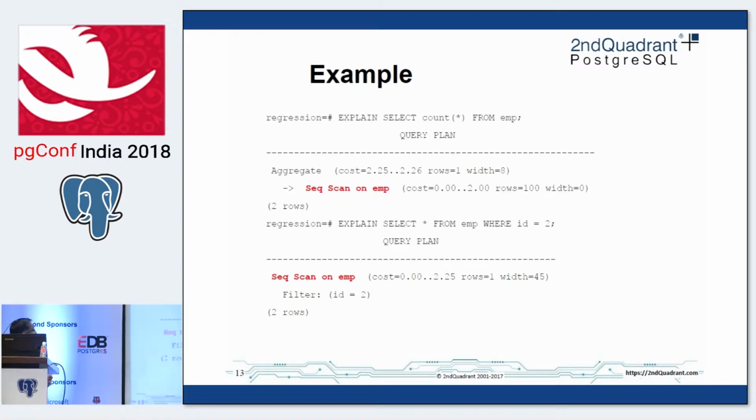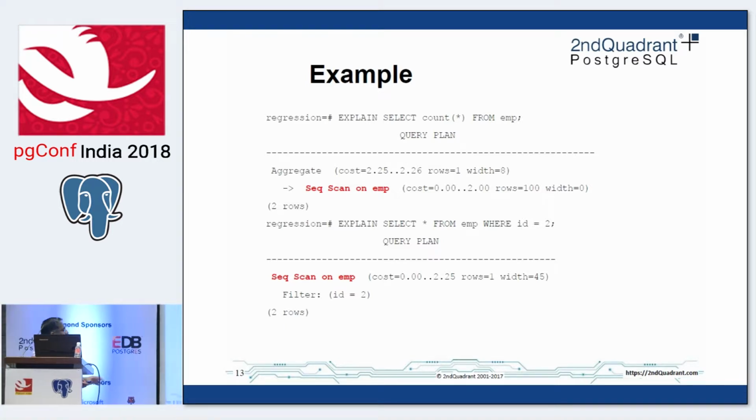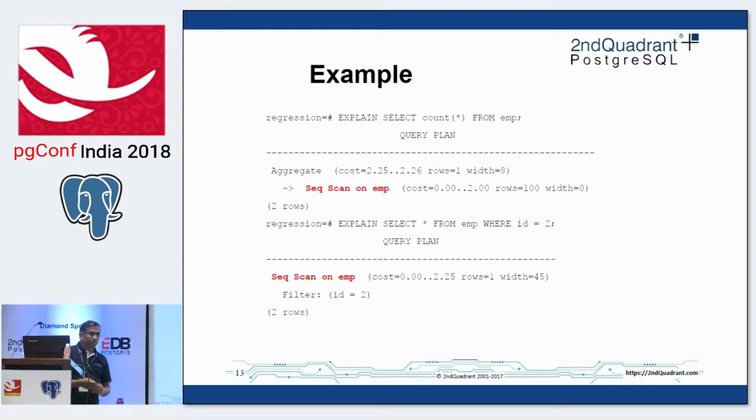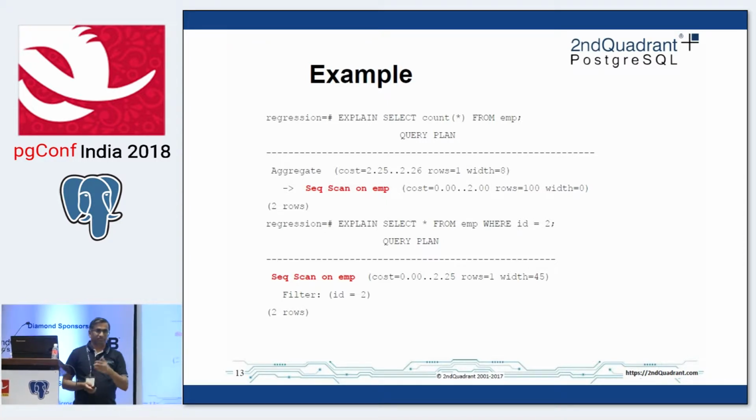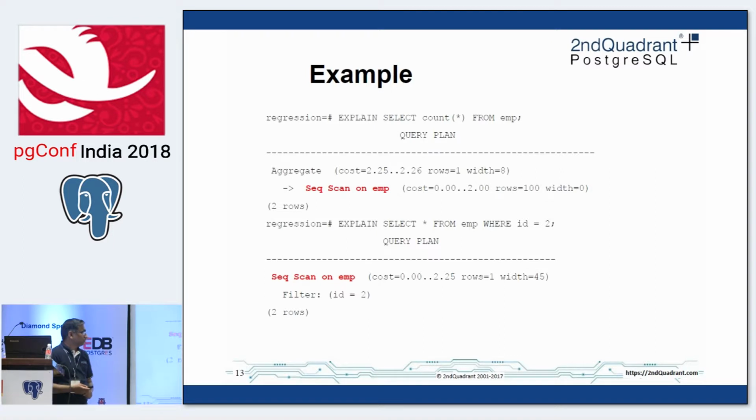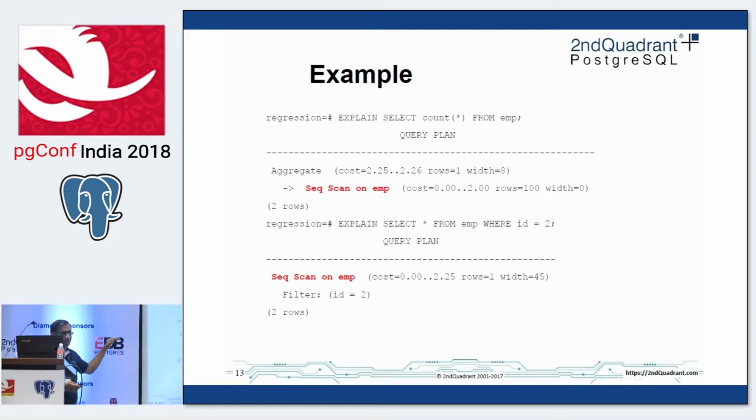So let's look at a few examples. Let's start with a simple case where I have an EMP table, the same table that we had earlier, and we don't have any indexes on the table. You are running a query which says select count star from EMP. It's anyways going to read all blocks of the table, so it will do a sequential scan. The planner would prefer a sequential scan. Even if there was an index available on this table, we would still have ended up doing a sequential scan.